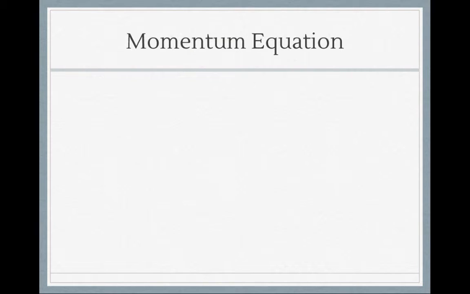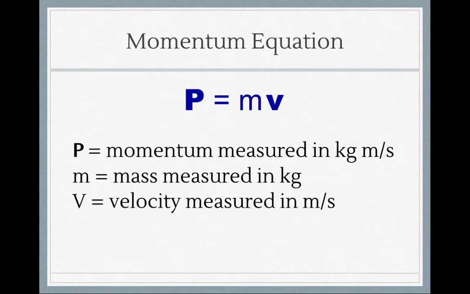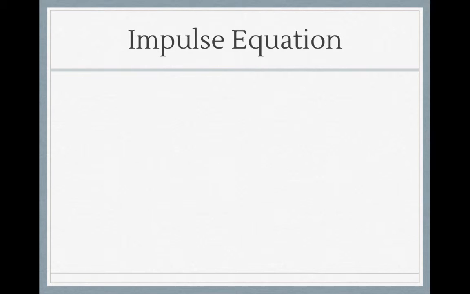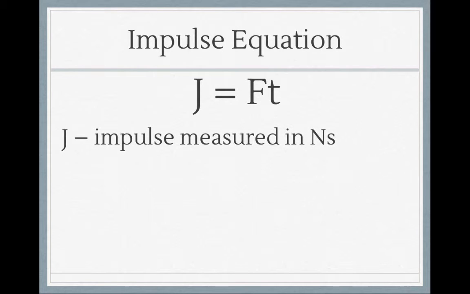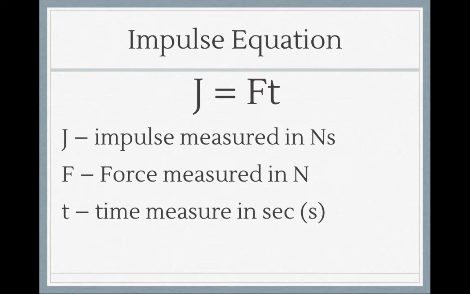Momentum equations, formula sheet time. Fluffy P is equal to mv. P stands for momentum measured in kilogram meter per second. M is mass measured in kilograms. V is velocity measured in meters per second. The impulse equation is J equals Ft, where J stands for the impulse measured in newton seconds, F stands for force measured in newtons, and t is time in seconds.